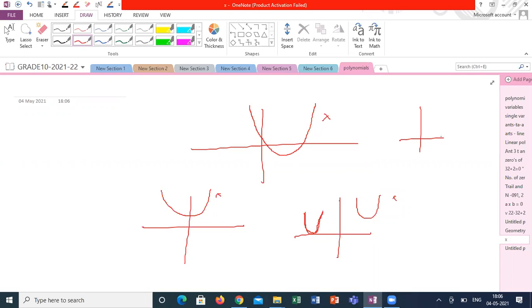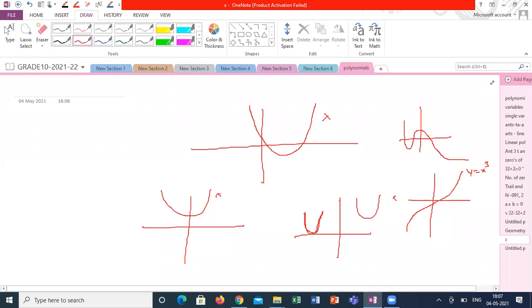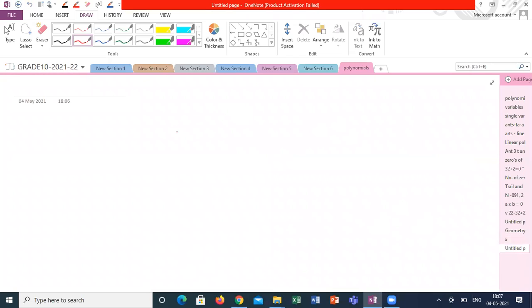And a cubic curve, they observed, is touching the x-axis at 3 points, and sometimes it is touching the x-axis at only 1 point. This is also a cubic curve. Y is equal to x cubed will look like this. So graphically they concluded something: if I am taking the graph between the solutions and the values I am substituting, how many times the curve is intersecting the x-axis will give the number of zeros of the polynomial.